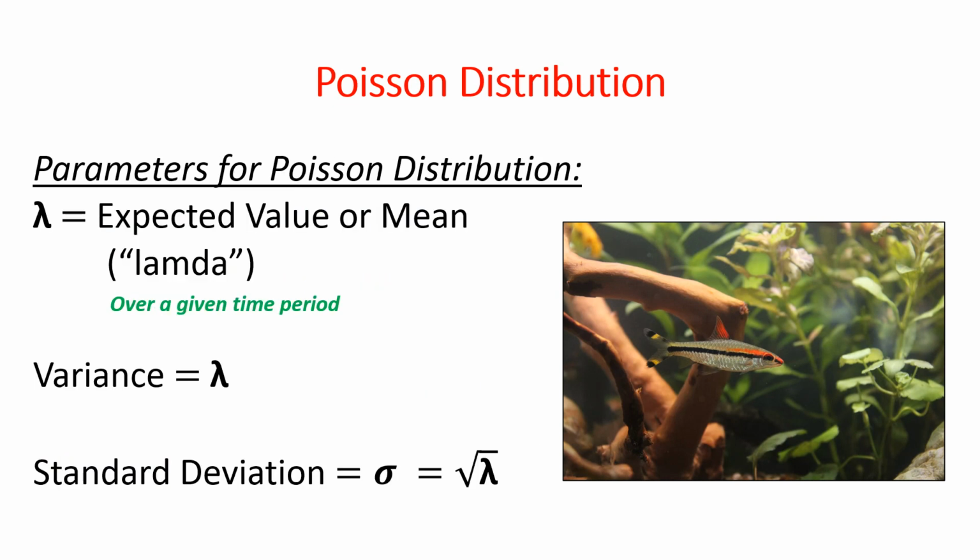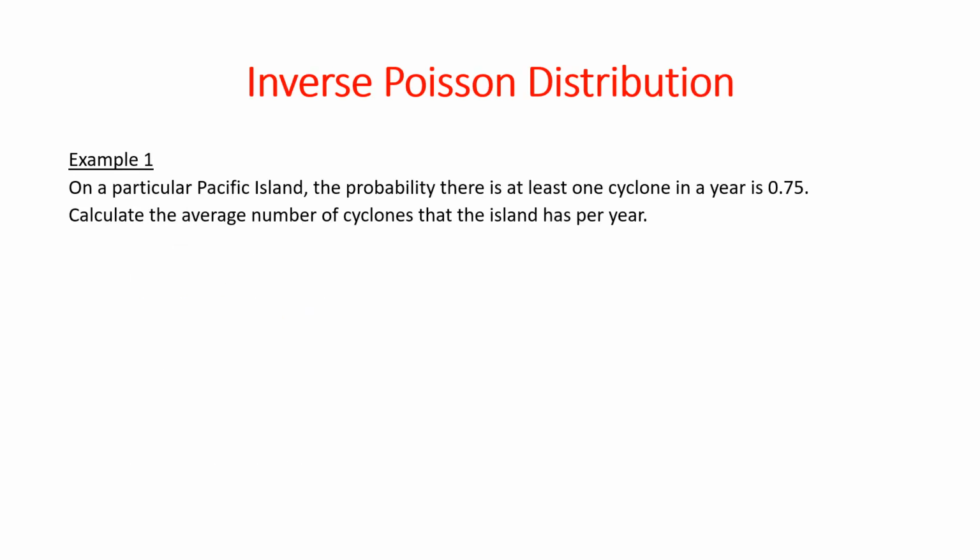So far we only had one parameter, lambda, but in the last video we showed you there are a few more parameters that can be derived from Poisson, and that is the variance and the standard deviation. The variance is also lambda, and the standard deviation is equal to the square root of lambda. In this video we're going to finish off with Poisson by talking about inverse Poisson distribution, which is where you get given a probability and you have to work backwards to figure out lambda.